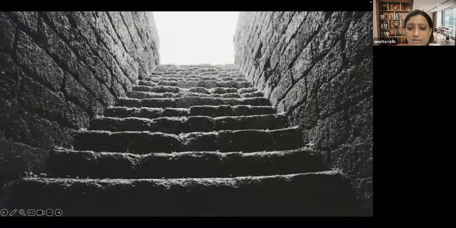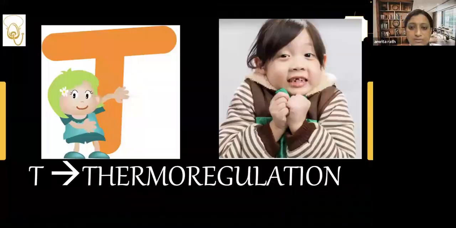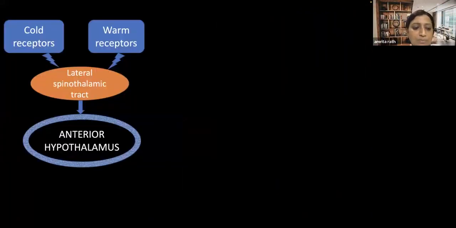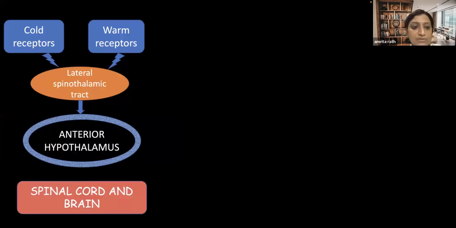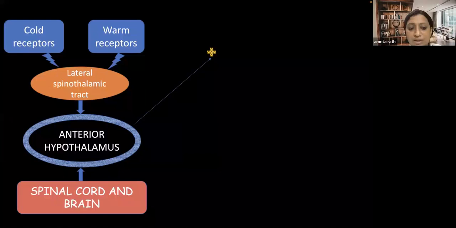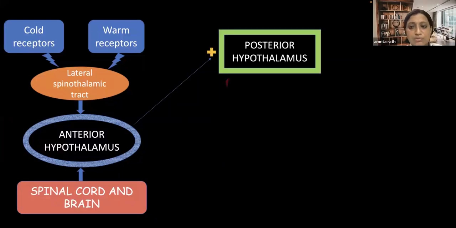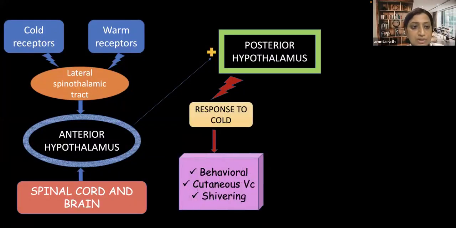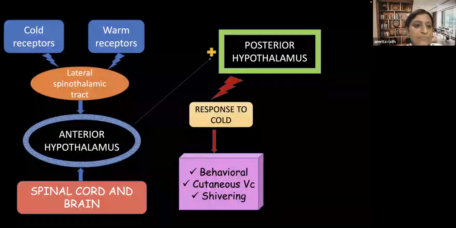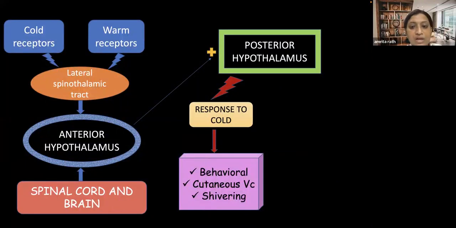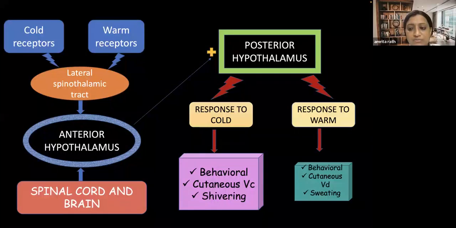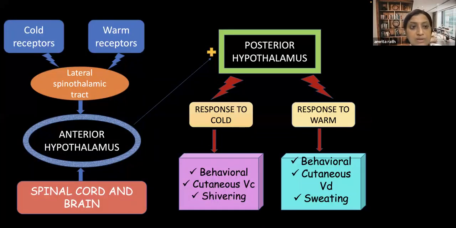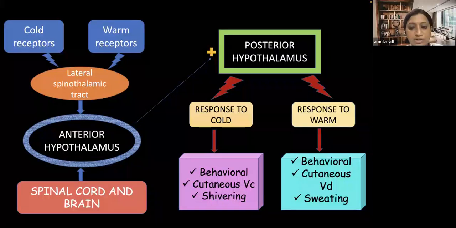Then the next thing we come to is temperature. So you know what the problems of cold temperature or hot temperature are? They finally go through the lateral spinothalamic tract to the anterior hypothalamus. The anterior hypothalamus will stimulate the posterior hypothalamus, which will show the response to cold as behavioral: you try to move away or wear something, cutaneous vasoconstriction and shivering. In response to warmth, there will be behavioral, again you try to put on your AC, or there will be cutaneous vasodilation and sweating.